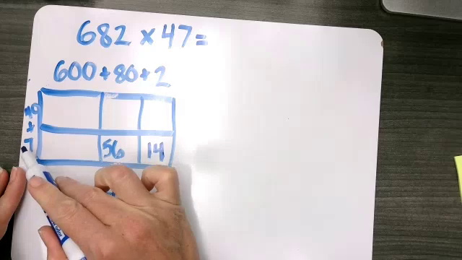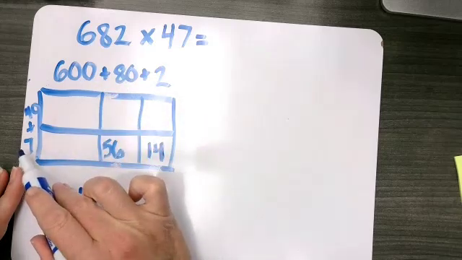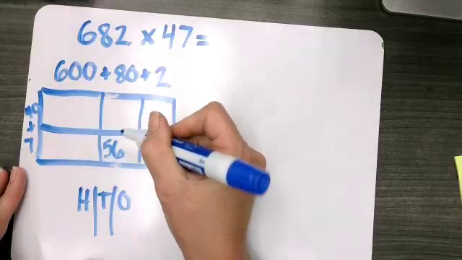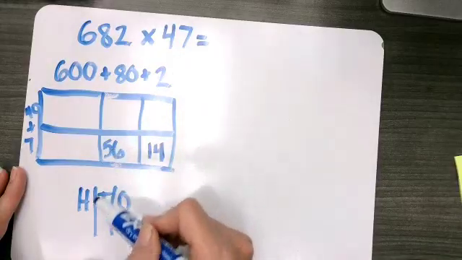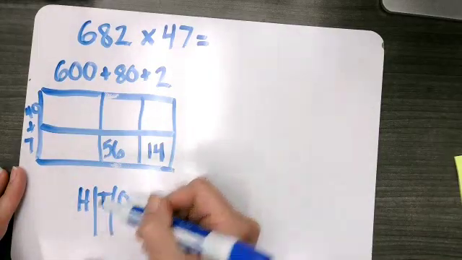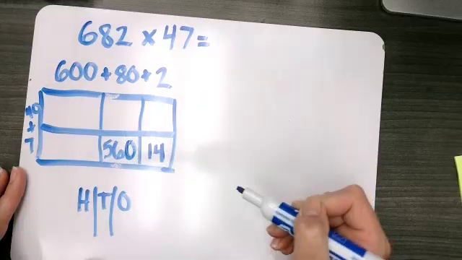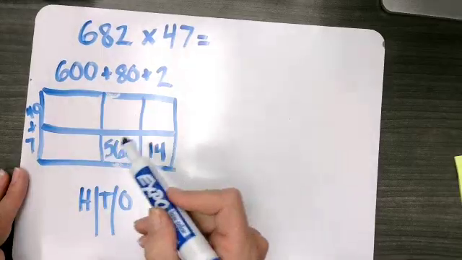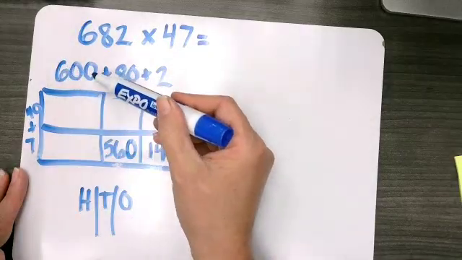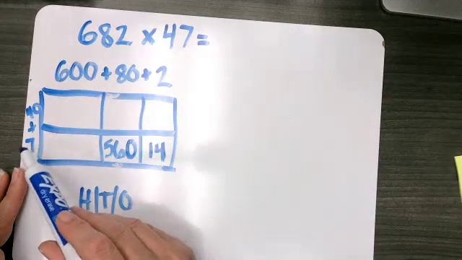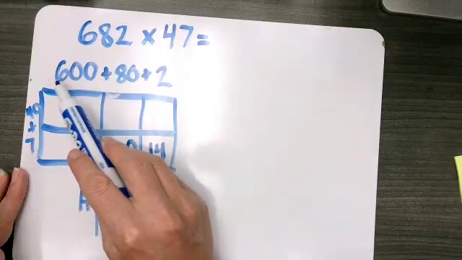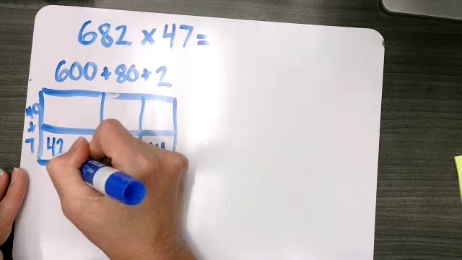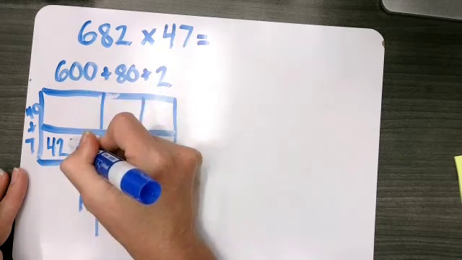56, but it wasn't just 8 times 7. It's 8 tens times 7, which is 560. I'm sorry, 560 or 56 tens. Next is 600 times 7. So we say 6 hundreds times 7 is 42 hundreds.